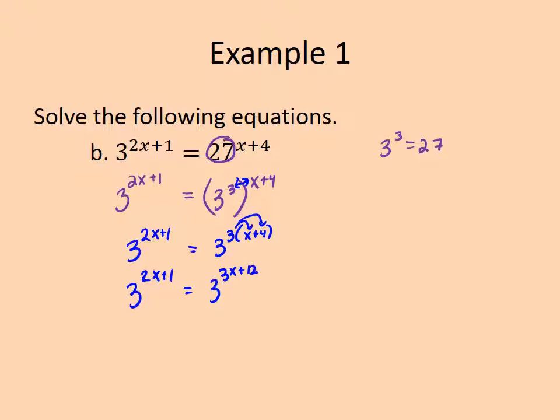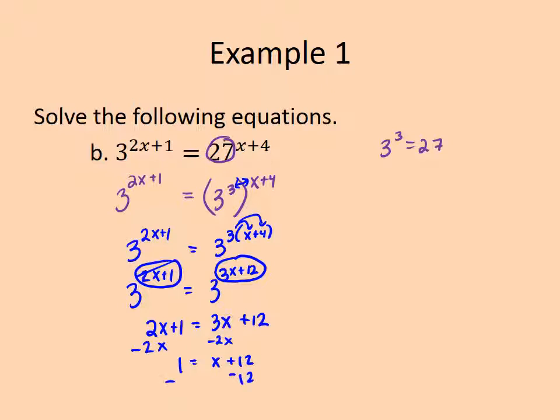Now, since they have the same bases and we have a single exponent, we can set the exponents equal to each other using the one-to-one property. So 2x plus 1 equals 3x plus 12. Now we just solve for x. We're going to subtract 2x from both sides. We have 1 equals x plus 12, and then we'll subtract 12 from both sides. x equals negative 11.